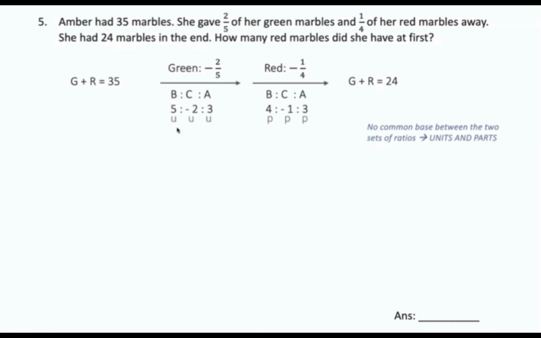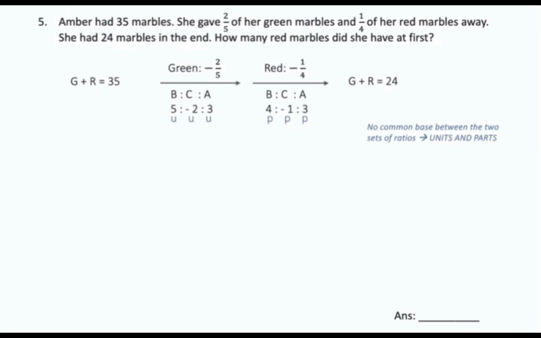Until here, everyone okay? I'll go through slowly with you with this. So are you okay until now? Everybody. This is not a difficult question, believe me. So now, step 2 done, no common base, so units and parts.